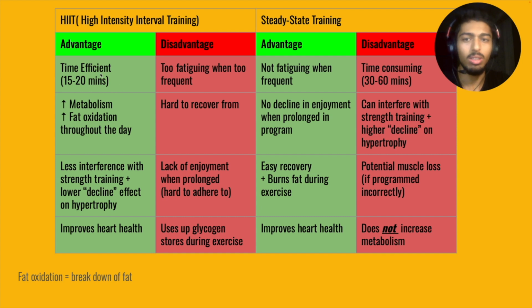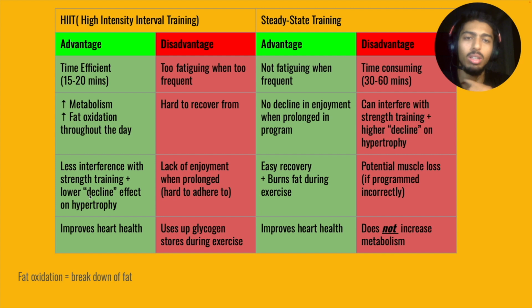and you can get the same benefits in just 15 to 20 minutes. Another advantage to high intensity interval training is that it increases your metabolism and it increases fat oxidation throughout the day. Now, it increases your metabolism after you're done with HIIT. Throughout the day, you find your metabolism a little bit higher than the usual.